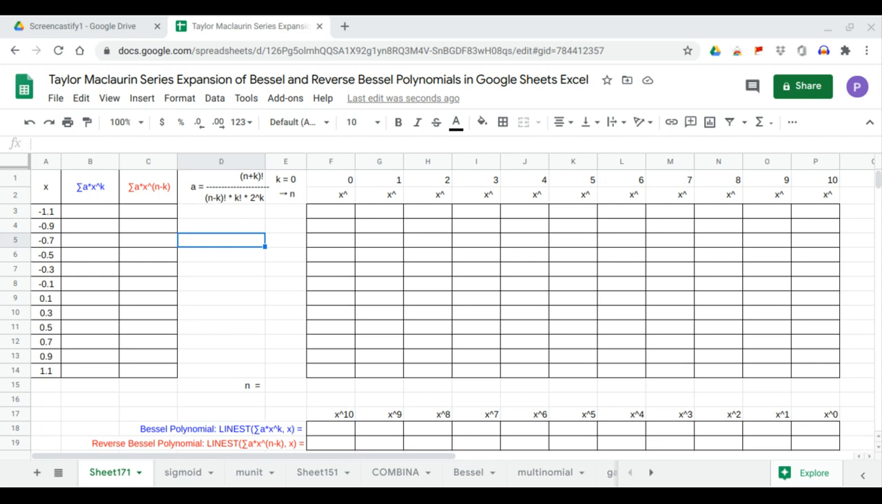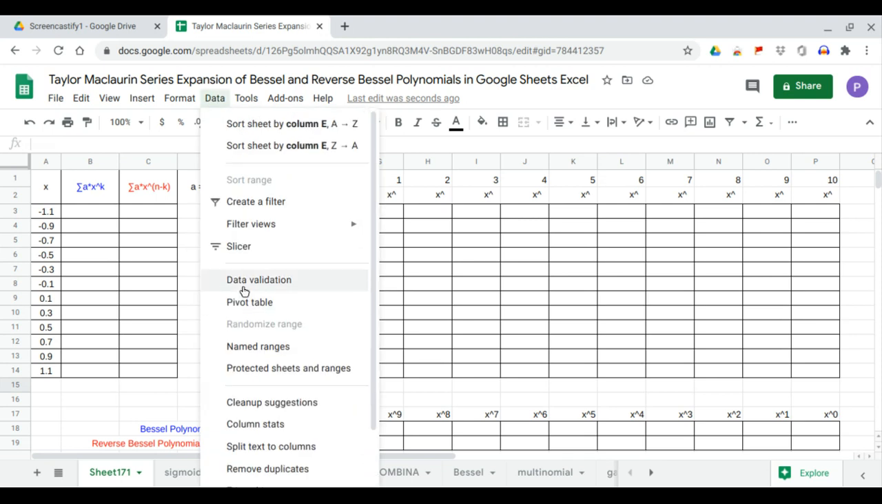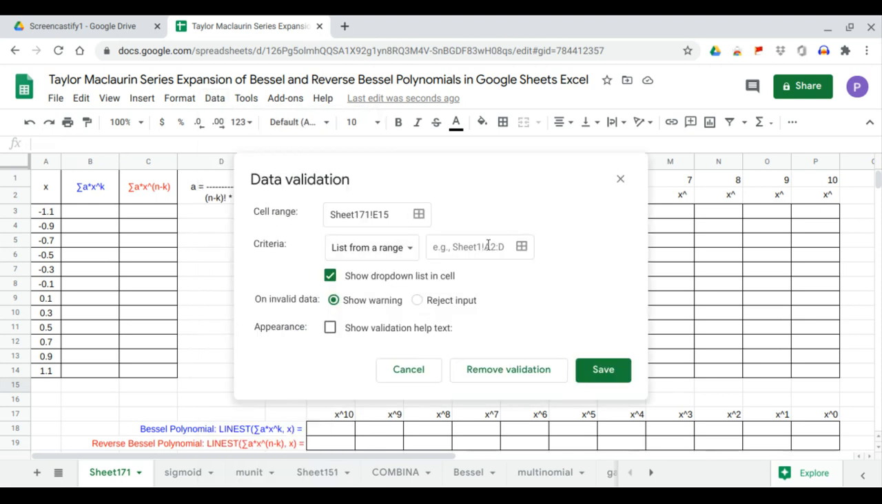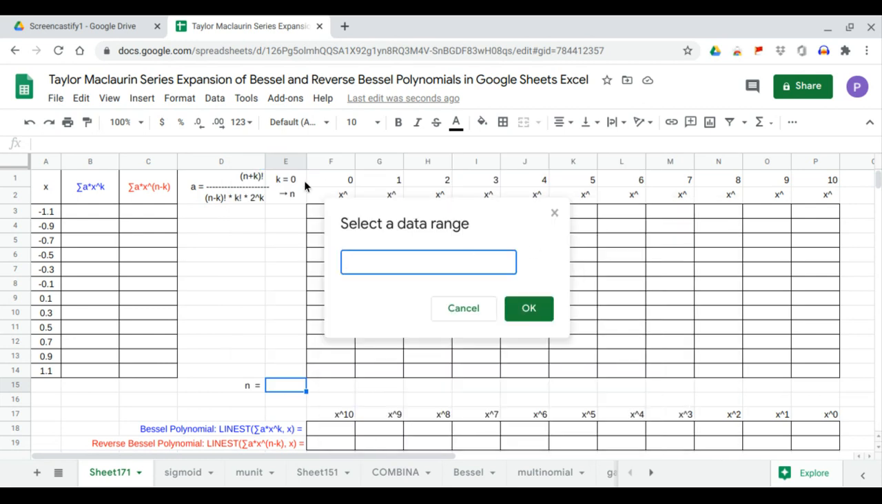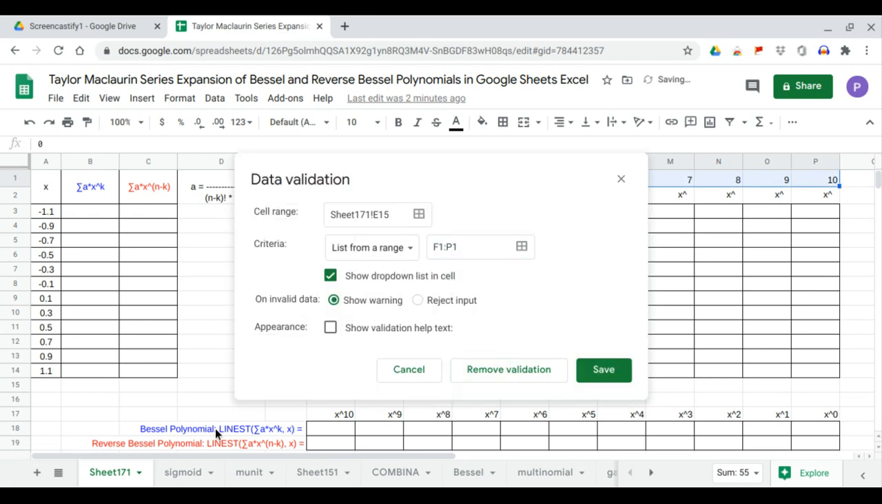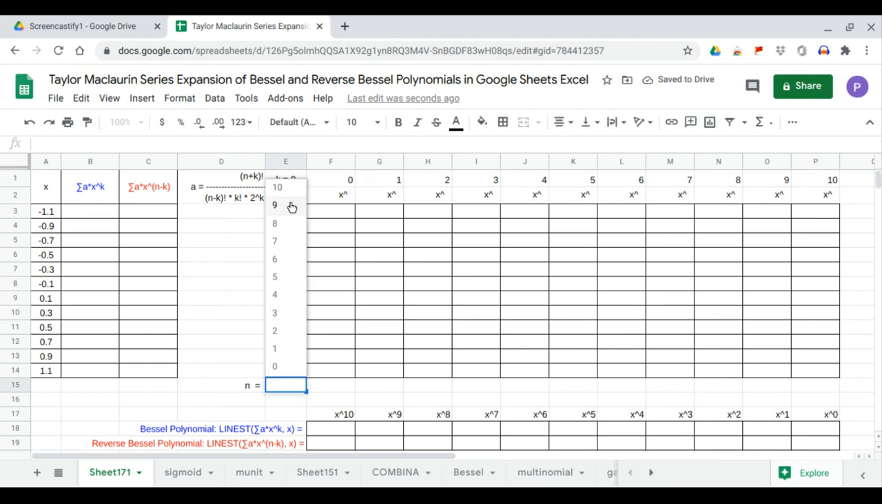In this video, we'll generate the Bessel and the reverse Bessel polynomials using Taylor series expansion in Google Sheets and Excel. We'll generate from 0 to 10, so 10 degrees. So data validation, that's the number of degrees, where this is choose the range, so we have 10 degrees saved.